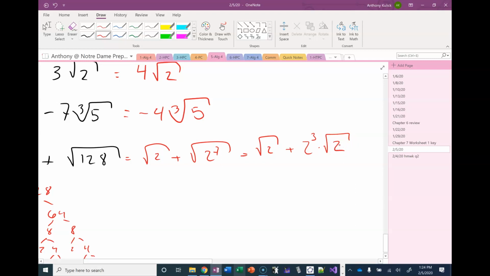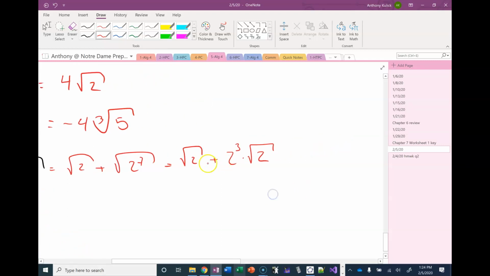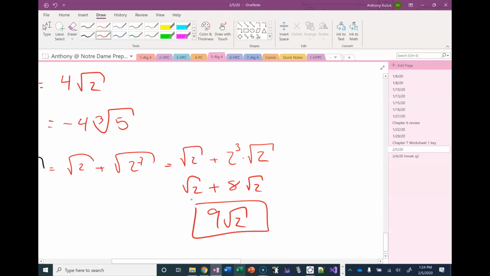Can I add these? Yeah. So the square root of 2 cubed is just 8, and 1 plus 8 is 9. Is that okay with everybody? 2 to the third? 2 times 2 times 2? Not 2 times 3, right? 2 to the third is different than 2 times 3. Cool?